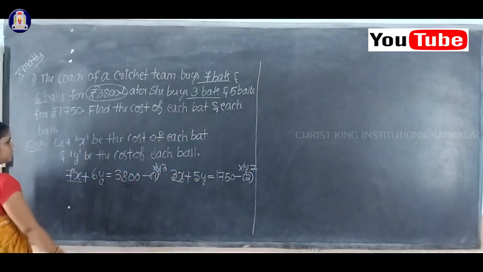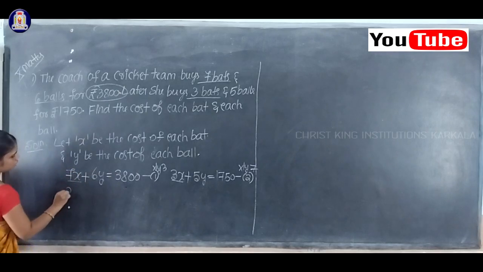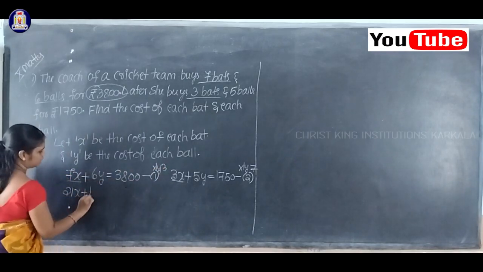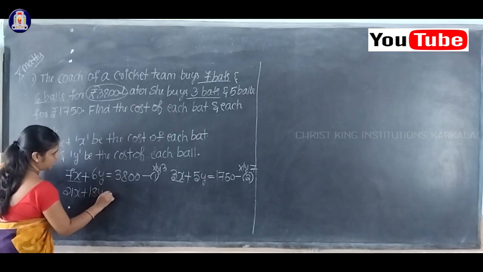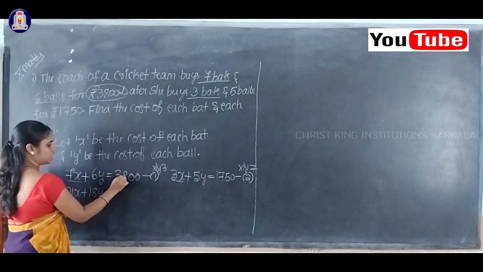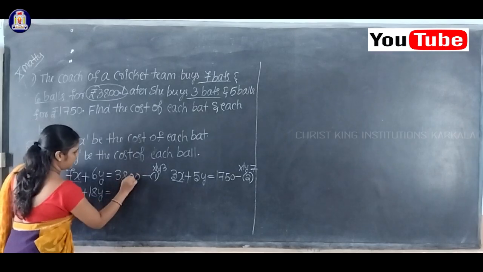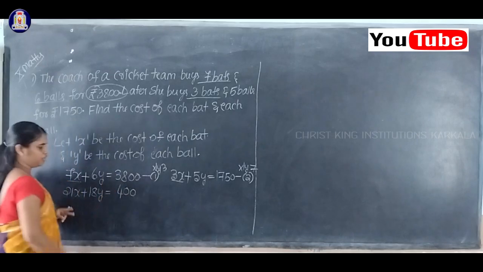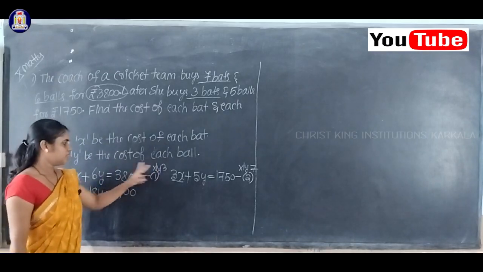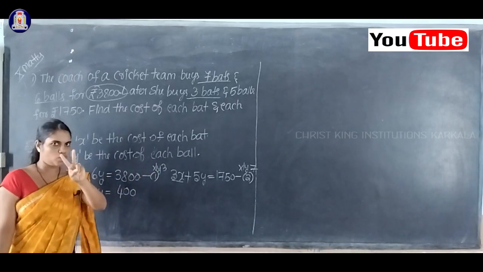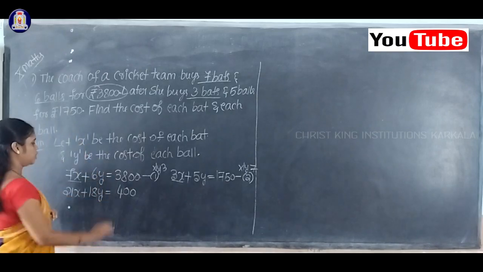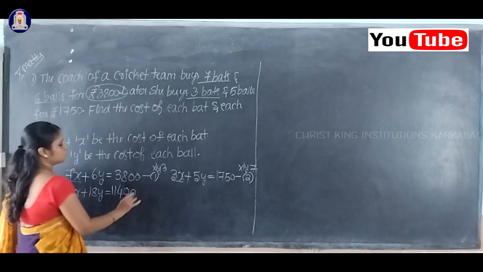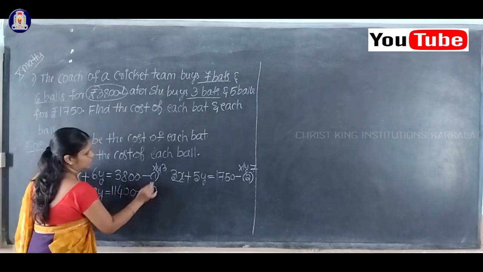We'll see now. 3 7s are 21x, 3 6s are 18y equal to 3 into 3800. First write these two zeros as it is. 8 3s are 24, 2 carrying, 3 3s are 9, 9 plus 2 is 11. So you will get 11,400. Consider it as equation number 3.